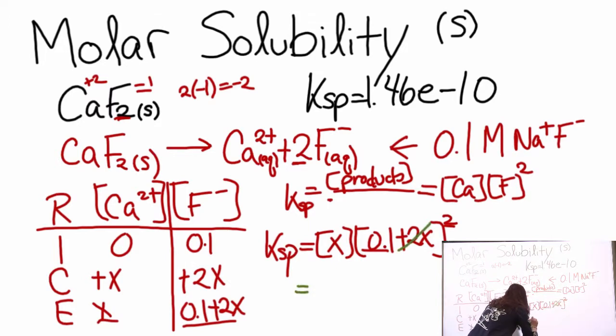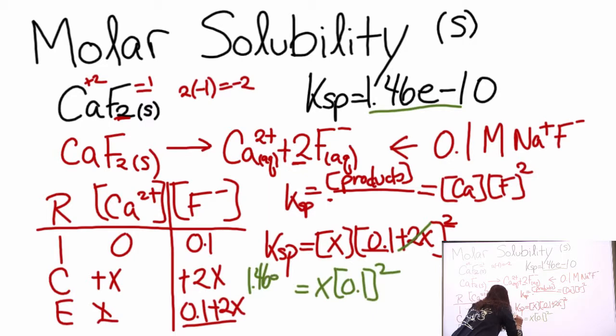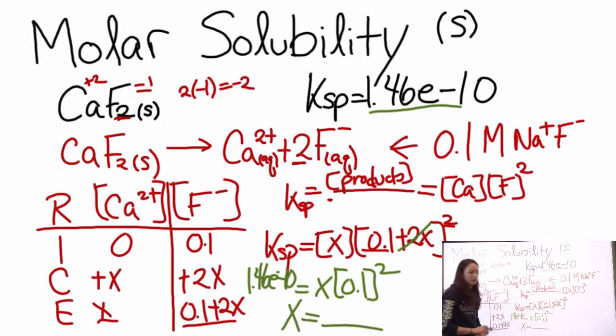So we get x times 0.1 squared is equal to, we're going to plug this in here, so we'll get 1.46 e to the -10. And then doing that, you'll solve for x and you'll get some value, and we'll do that here now just because I don't have a calculator. But that's basically how you go about solving a molar solubility when you're already starting with an initial concentration of one of your ions.